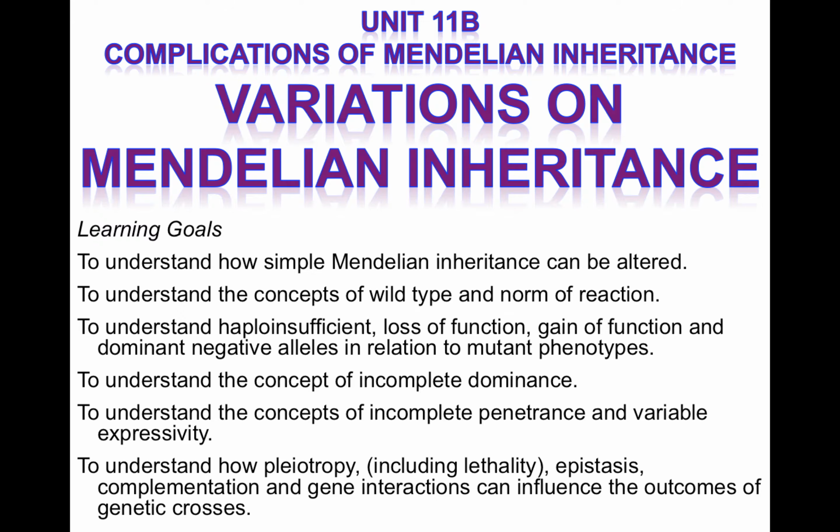Our learning goals are to understand how simple Mendelian inheritance can be altered, to understand the concepts of wild type and norm of reaction, to understand haploinsufficient, loss of function, gain of function, and dominant negative alleles in relation to mutant phenotypes, to understand the concept of incomplete dominance, to understand the concepts of incomplete penetrance and variable expressivity, and to understand how pleiotropy, including lethality, epistasis, complementation, and gene interactions can influence the outcomes of genetic crosses.